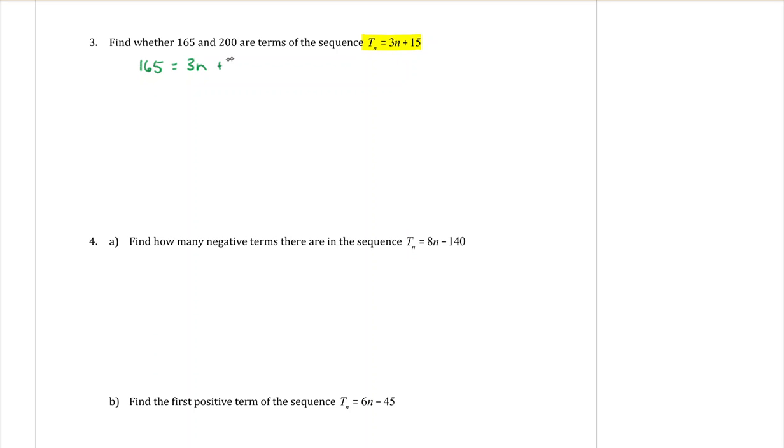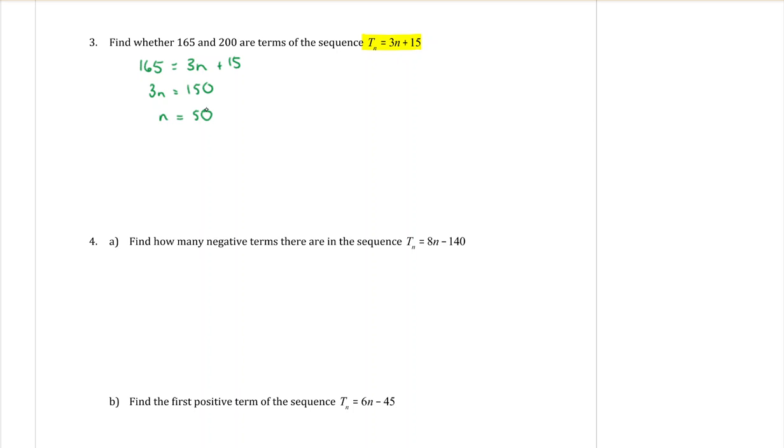So 165 equals 3n plus 15. And now I'm going to solve that and see what n is equal to. So to solve it, I'm going to subtract the 15, so 3n equals 150. And then if I divide by 3, I get n equals 50.